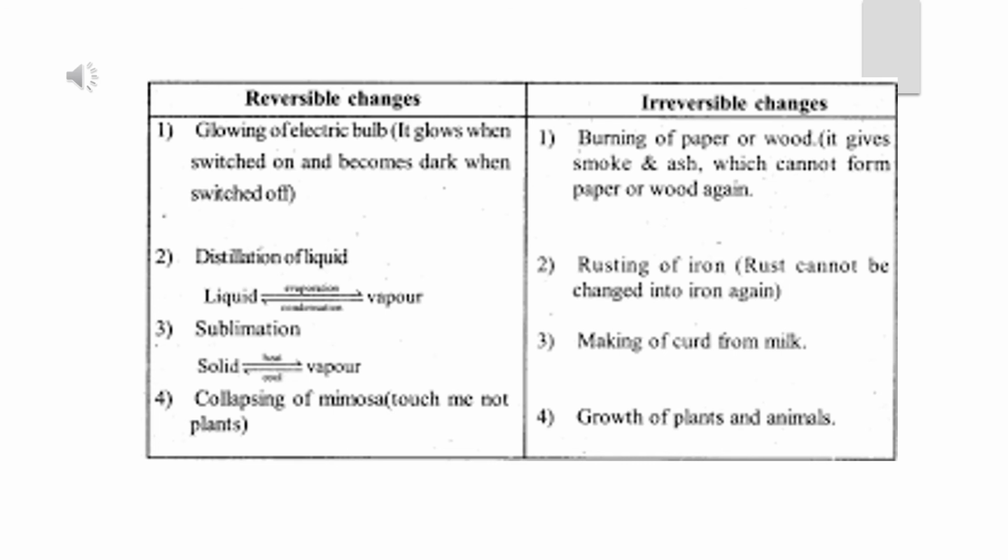The different examples of irreversible changes are burning of paper or burning of wood. Once it burns, it cannot be brought back. Rusting of iron. Rust cannot be changed into iron again. Making of curd from milk. Growth of plants and animals. These were the examples of reversible and irreversible changes.